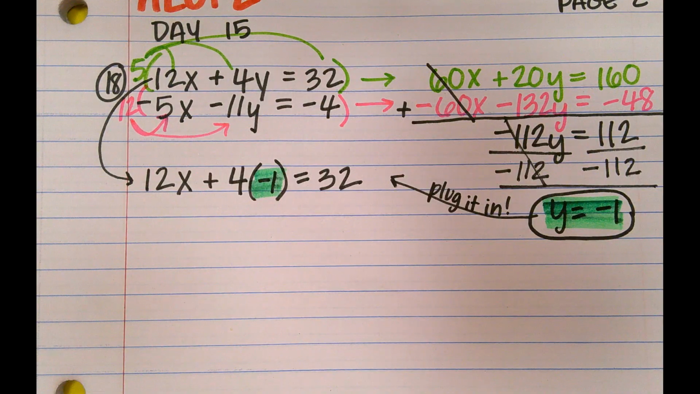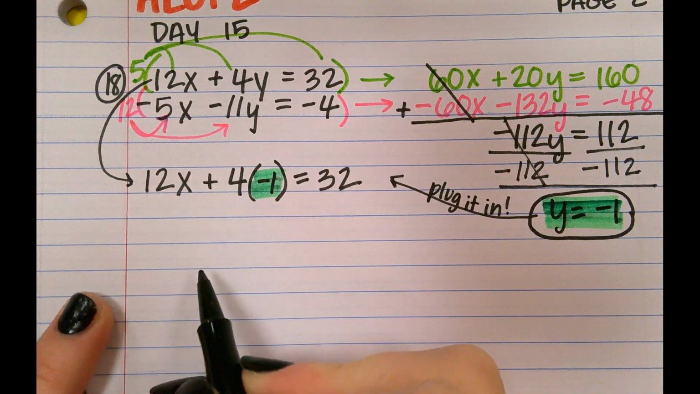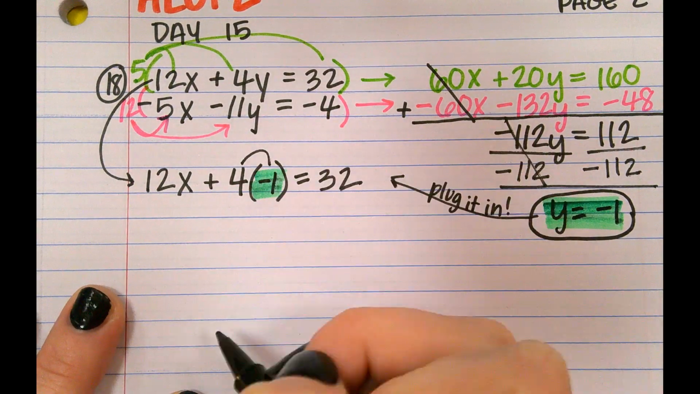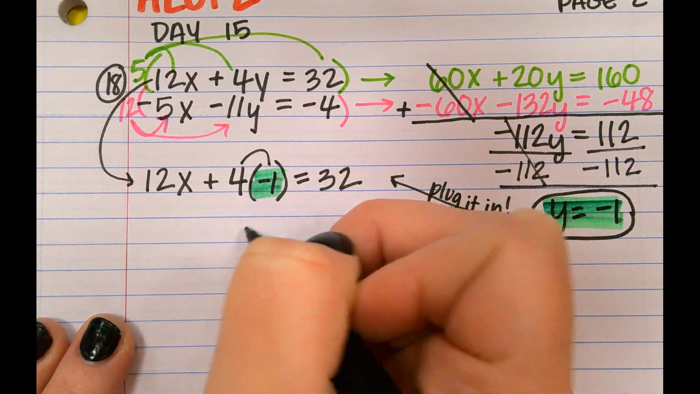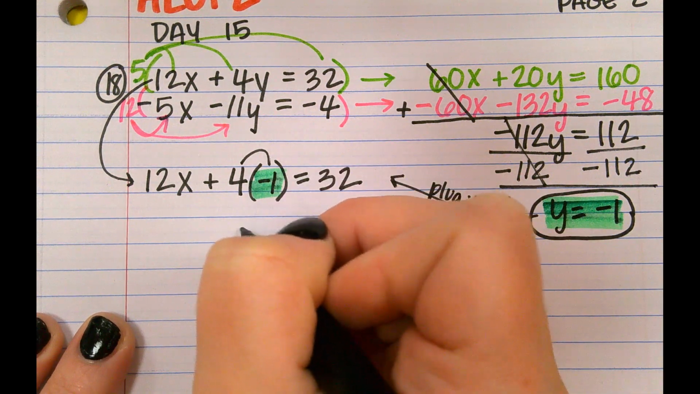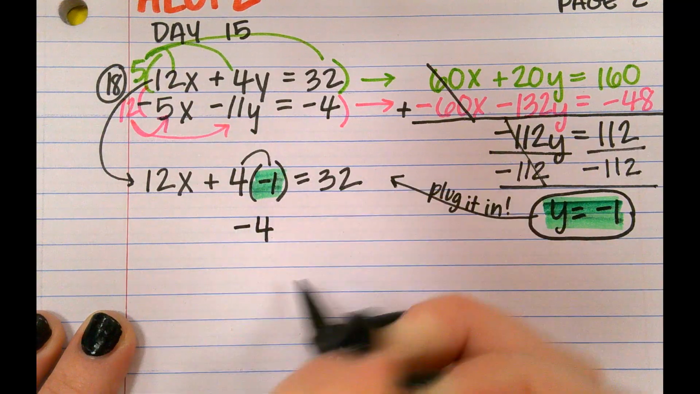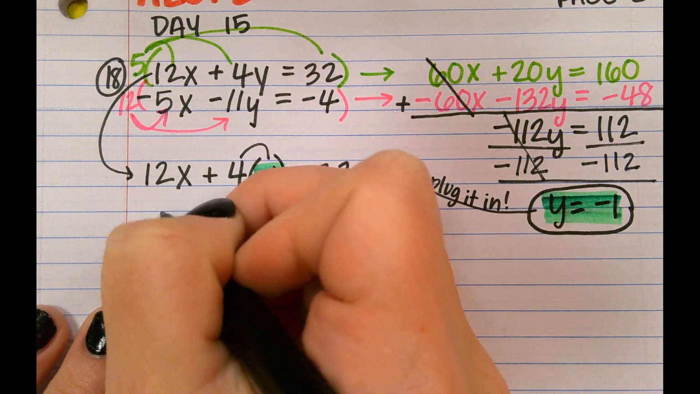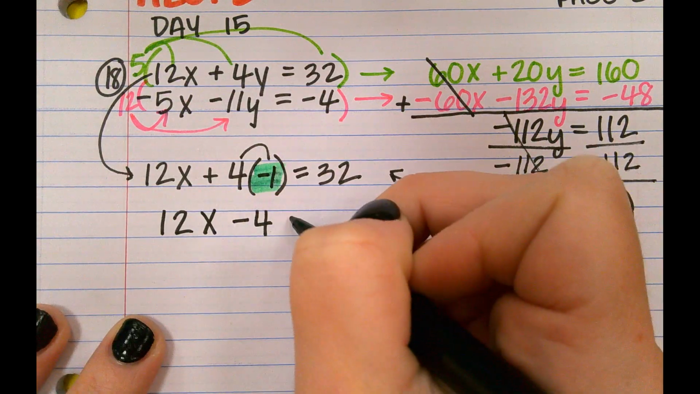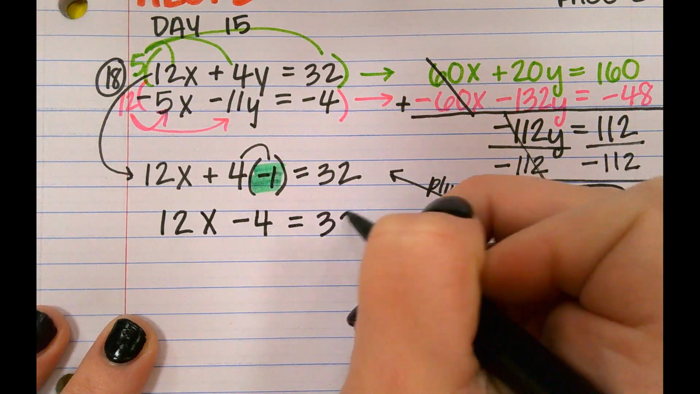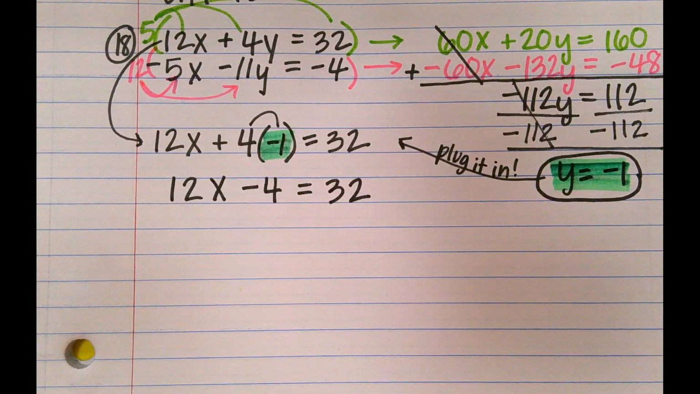What do you do next? Okay, you're going to multiply 4 times -1. Perfect. And what will that give me? Negative 4. We're going to bring everything down. 12x minus 4 equals 32. Now we're going to get a good answer.